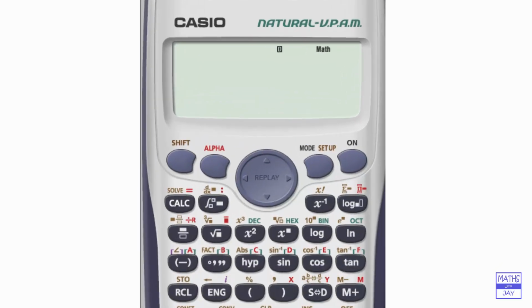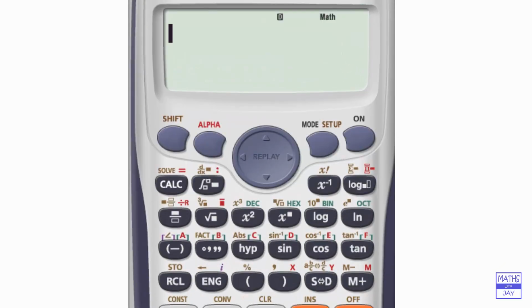So here we're going to look at how to use the CALC button on a Casio calculator. This can be really useful for evaluating a formula, maybe if you're using the Factor Theorem or trial and improvement. So we'll just look at one example where we'll put in a formula and evaluate it for a few values of x. So I'm going to choose to use x as my variable.